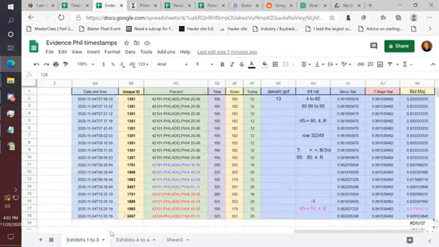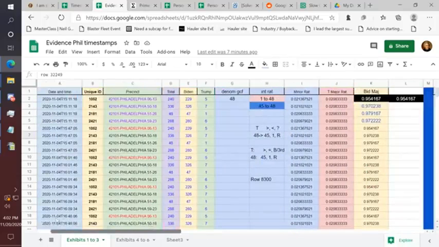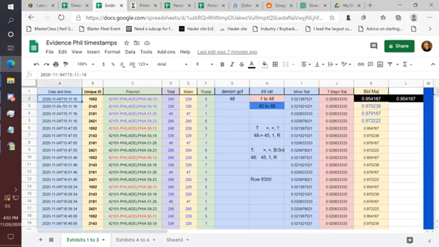So Exhibit 1. Sorry, it starts on row 8,300. This is the first exhibit. November 4th, Philadelphia. So, 4 precincts at 3 o'clock in the afternoon report a ratio of 1 to 48. So Trump gets 1 vote exactly for every 48 votes. That's this right here.